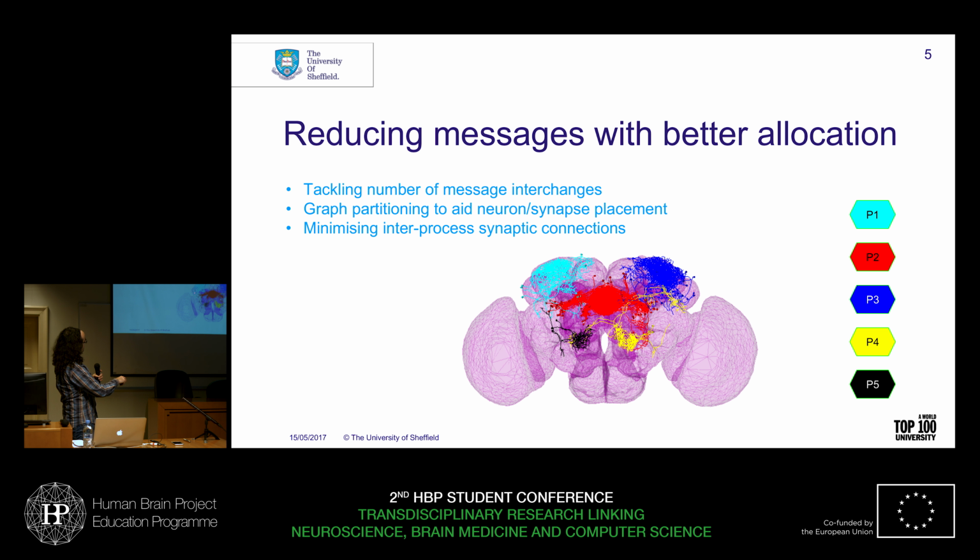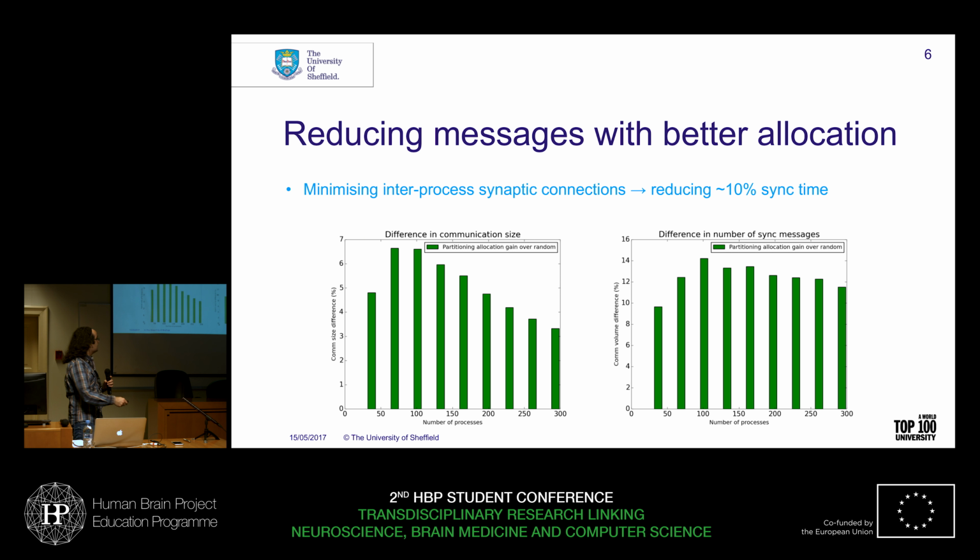Then we take those clusters and put them on a computational node. We see that this strategy also reduces communication size and volume, and reduces the number of synchronization messages, so the need for synchronizing. In this particular simulation, that resulted in a 10% synchronization time reduction.